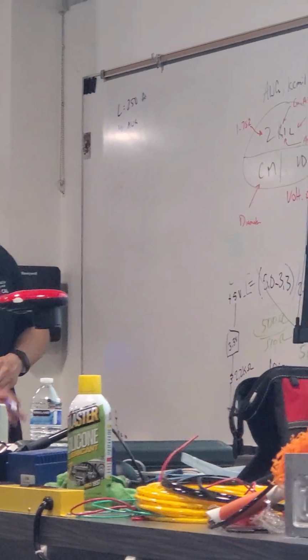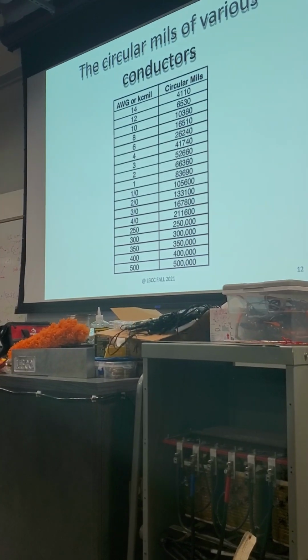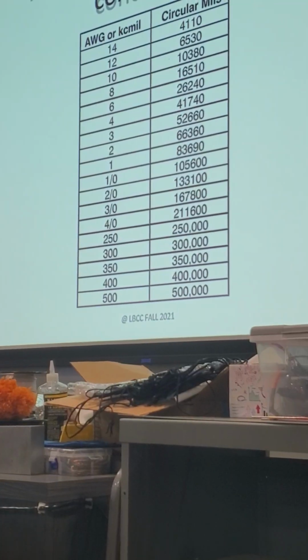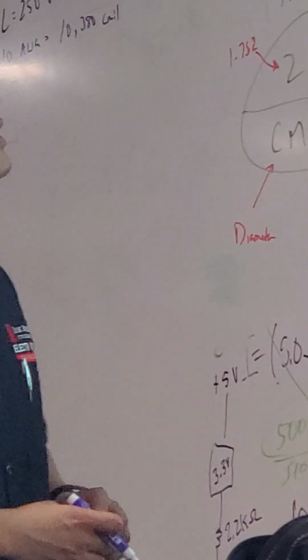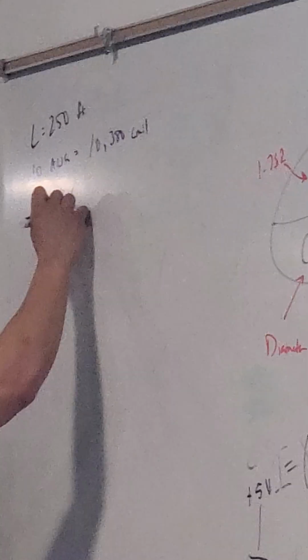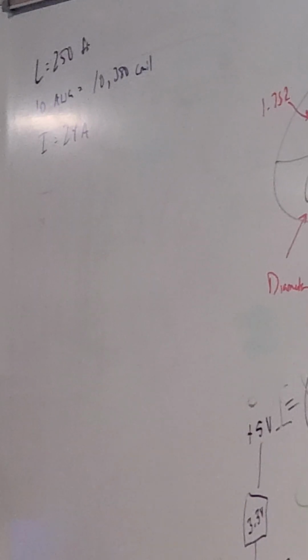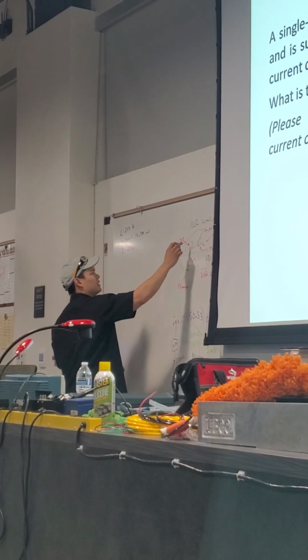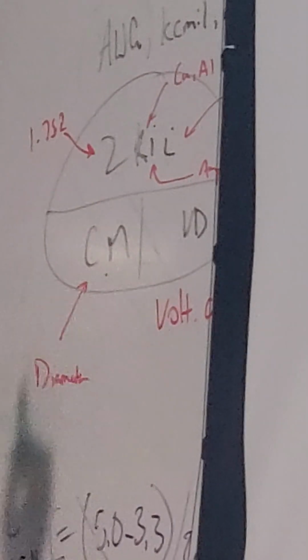Circular mils. So if we say number 10 AWG is equal to 10,380. Excellent. So the motor has a full load current draw of 24 amps. This tells us that I equals 24 amps. Okay. And so at this point we have length, we have current, we have two that we're using for single phase, and we have our circular mils, right?